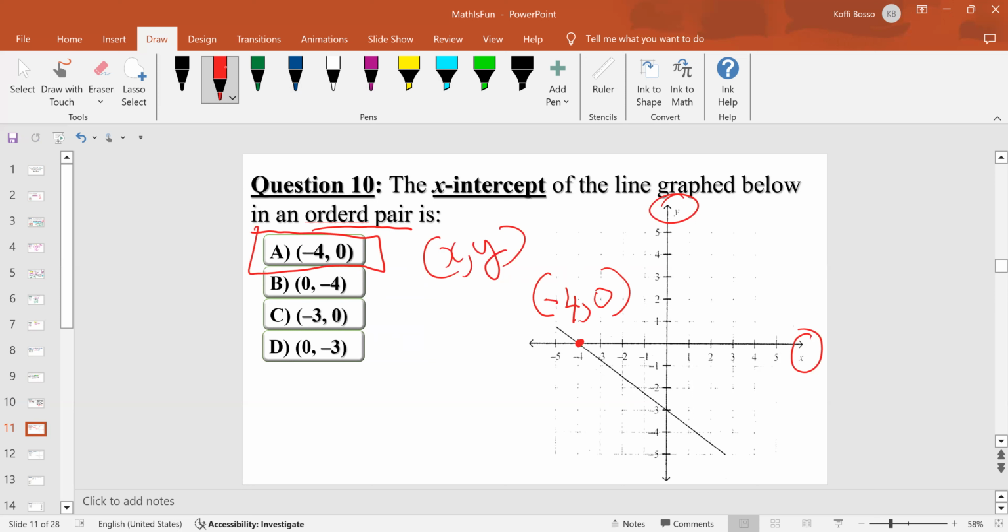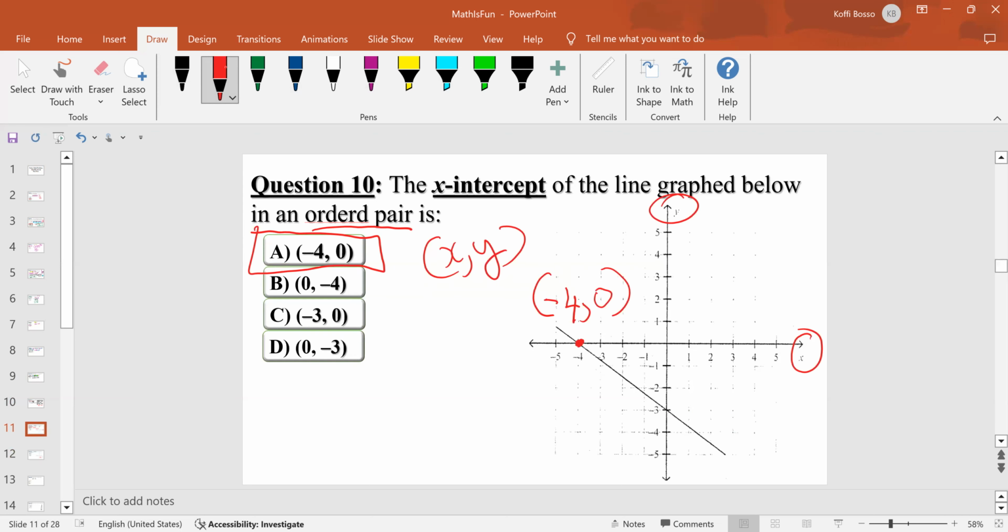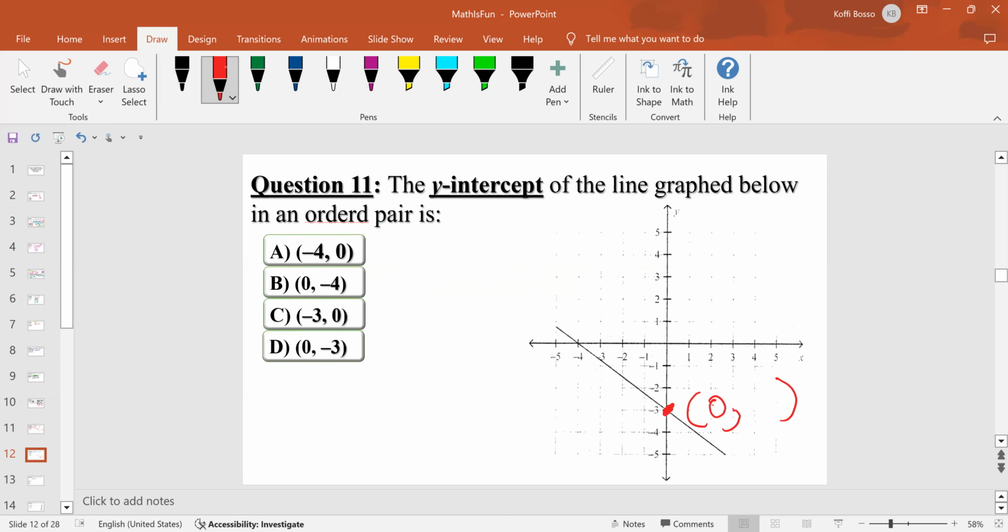In another question, they could ask you to find the y-intercept, which is the next question here. If they ask for the y-intercept, that's this point here. It's where the line crosses the y-axis. And to find the y-intercept, the x value will be 0. Yes, for the y-intercept, the x value is 0. But for the x-intercept, the y value is 0. Always, that will be like that. So here we have (0, -3), and the correct choice for this question 11 is D.